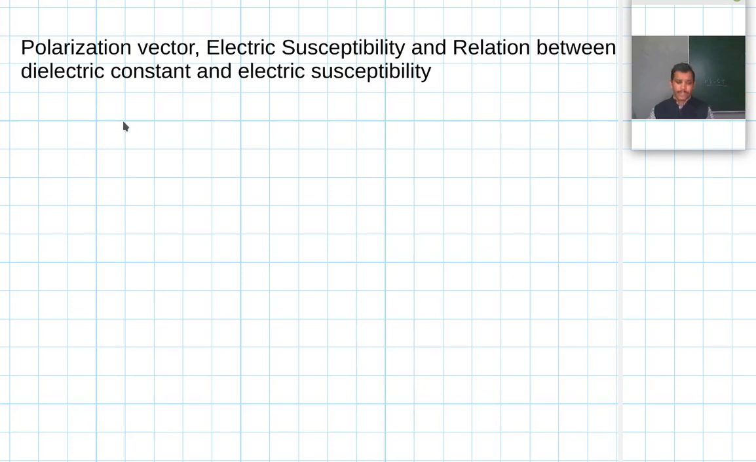Okay, so today I am going to talk about polarization vector, electric susceptibility, and then I will try to find out the relationship between dielectric constant and electric susceptibility. So first of all, let us define a very important concept, that is the polarization vector.